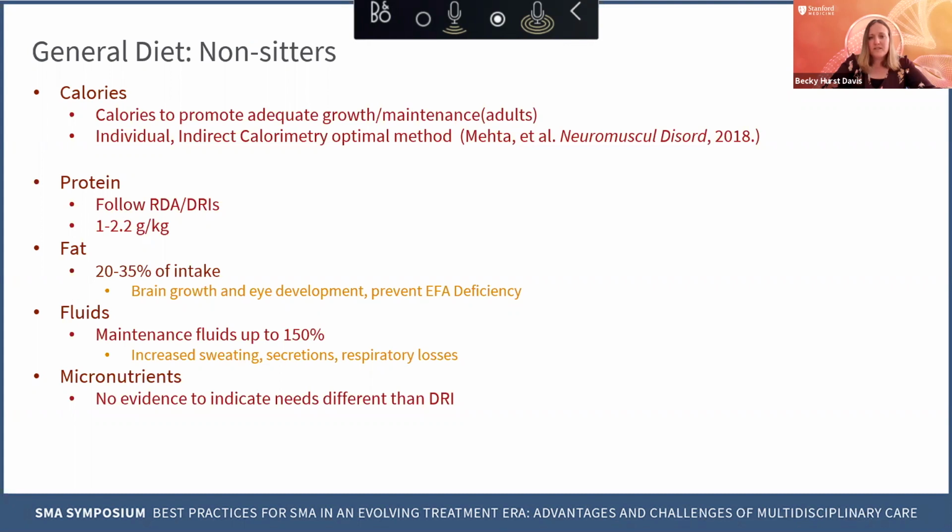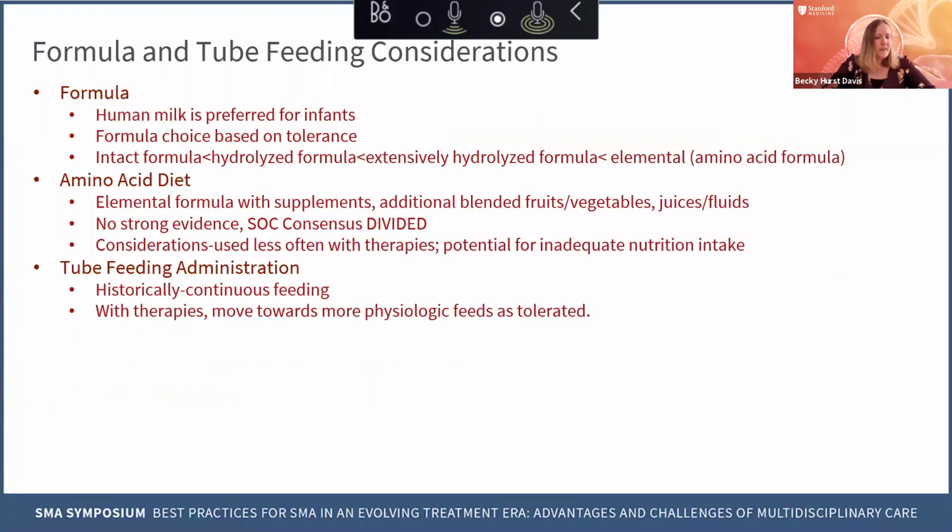I do want to just say a little tidbit on fats. This is no different than we would normally recommend for a healthy individual. There, of course, are minimum fat considerations for brain growth and eye development in young children, and we want to provide enough fat to prevent essential fatty acid deficiency.